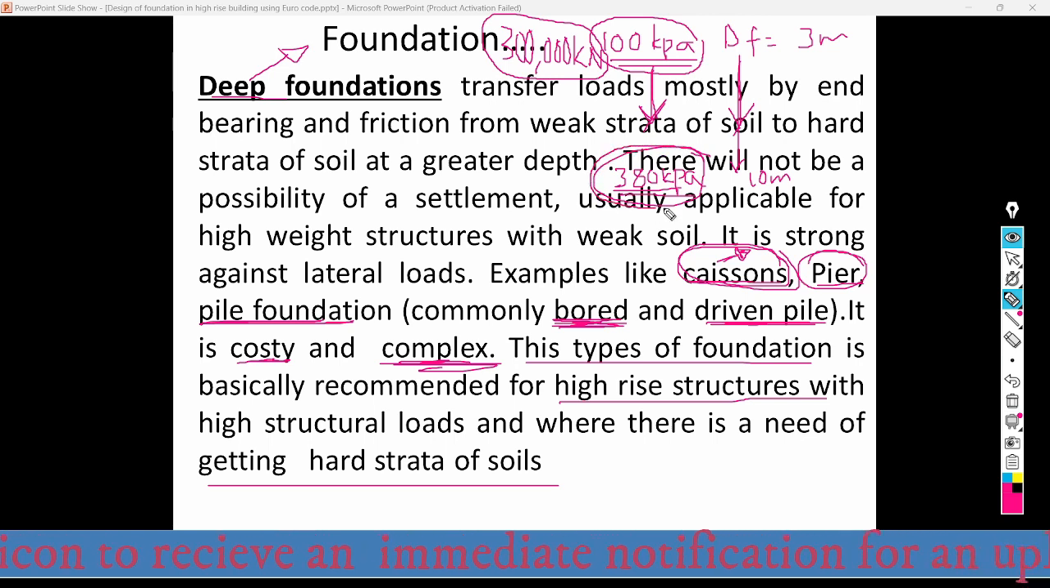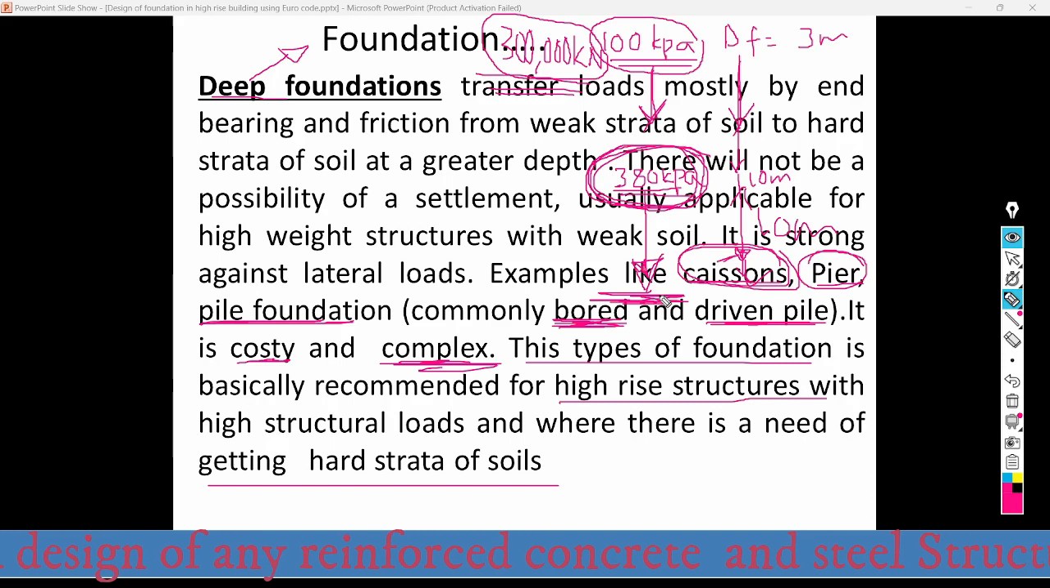And even this much bearing capacity of soil may not be adequate to withstand this 300,000 kilonewton load. So we need to go down until we get a good stratum also, that is a higher hard stratum. So maybe we may go down an extra 10 meters. So how much is it? 23 meters. So here we may have hard rock, for example.